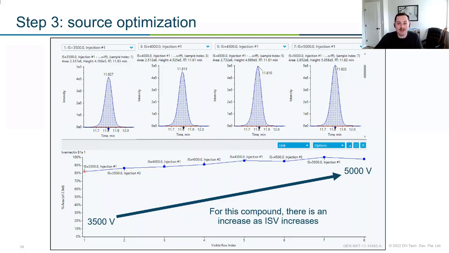So I've kind of got to choose a middle ground. And since I struggle with my sensitivity on my ivermectin, I choose to use a lower source temperature. And those are some of the hard choices that you're going to have to make when you make your own method. But you can plot all of them, get an idea, choose your best values, and then you're good to go.